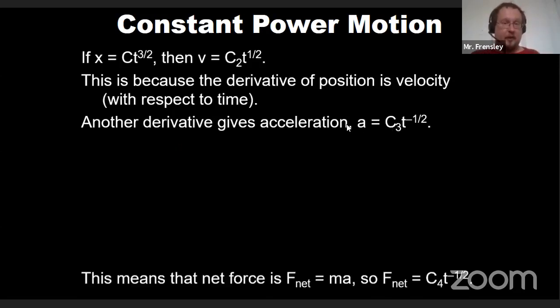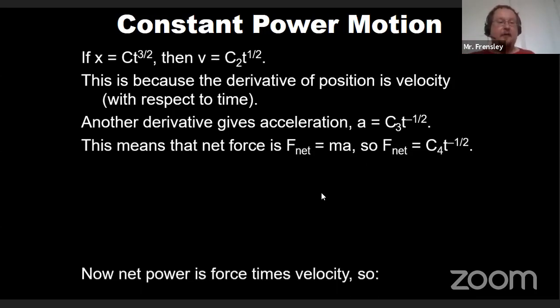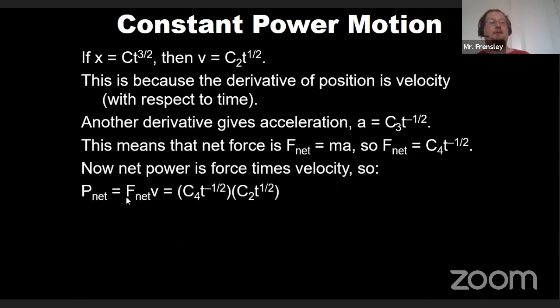The exponents will. Now, because net force and acceleration are directly proportional, then the net force is a constant times t to the negative 1/2. So velocity is something t to the positive 1/2. Net force is something t to the negative 1/2. So if I do force times velocity, the t to the negative 1/2 that force has and the t to the positive 1/2 that velocity has will cancel out, and I'm left only with constants.